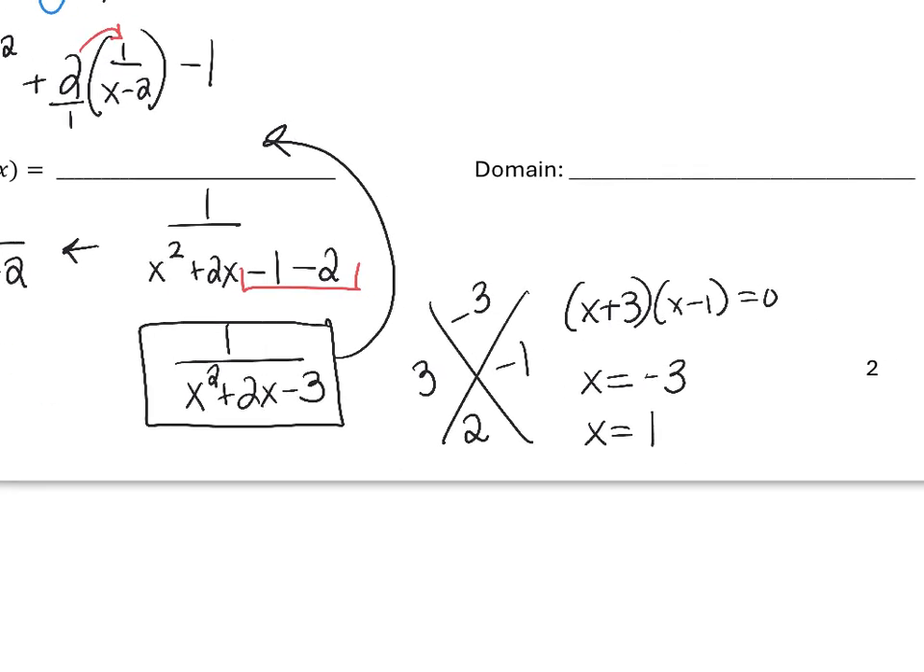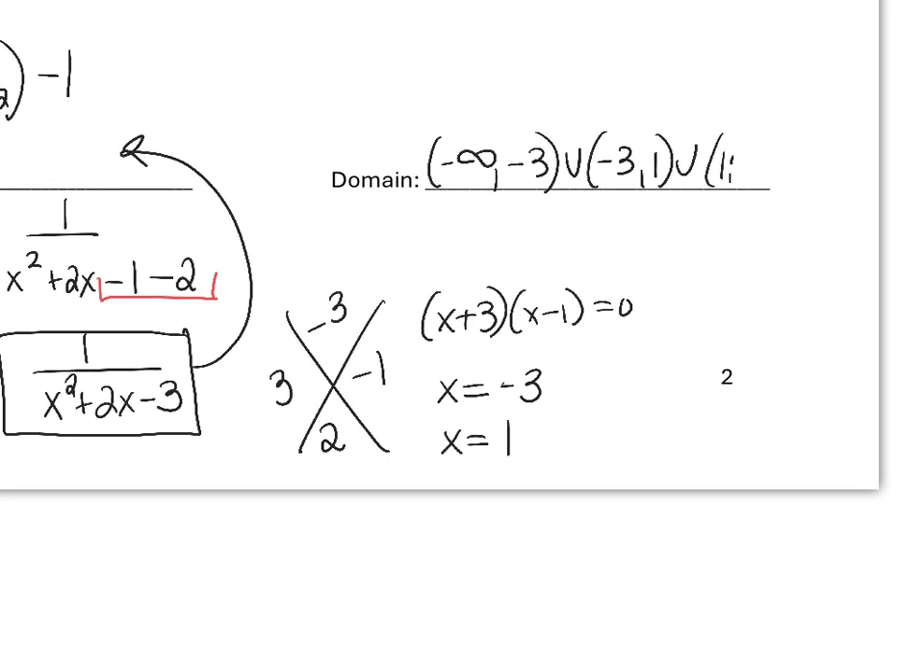So we said the domain issues are going to happen when x is negative 3 and when x is 1. Write this in interval notation. Yep. Negative infinity to negative 3, union negative 3 to 1, union 1 to infinity. Is it positive 1? It is. Okay. That is a weird infinity.